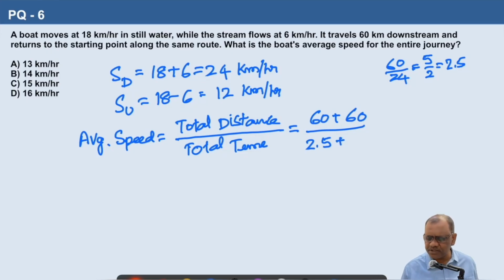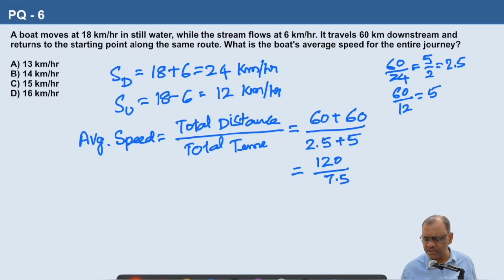Similarly, speed in upstream, 60 divided by 12 is 5 hours. So this is the time in upstream and time in downstream: 2.5 and 5. Let us simplify this and find out the average speed. 60 plus 60 is 120, and 5 plus 2.5 is 7.5.